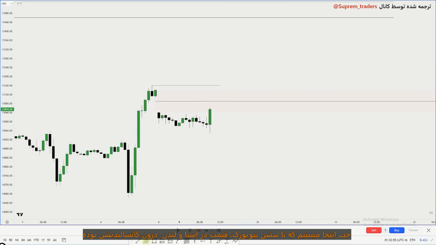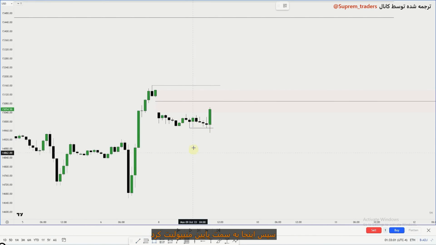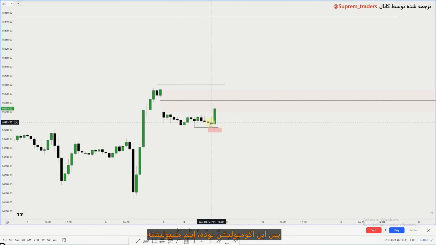So as we come into the New York Open here, you can see we consolidated through Asia and London, and then we manipulated down here. So seeing this as accumulation, manipulation, I'd want to see distribution higher into this previous day high. So let's go down to a lower time frame and see if we can find an entry.